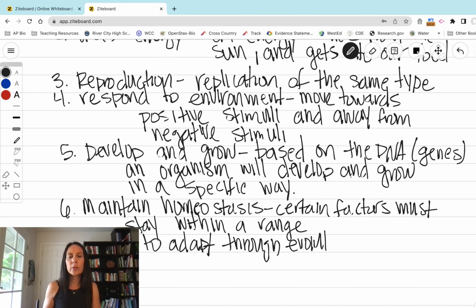Okay, and this is very important for any species to survive, because, like I said, environments are always changing, and so the population is going to need to adapt to the new environment.